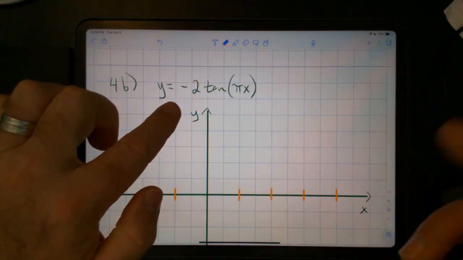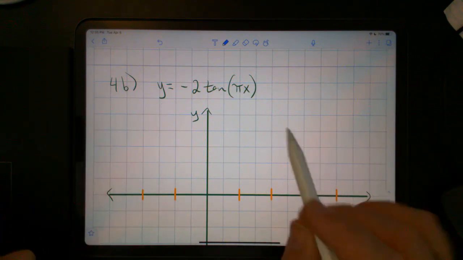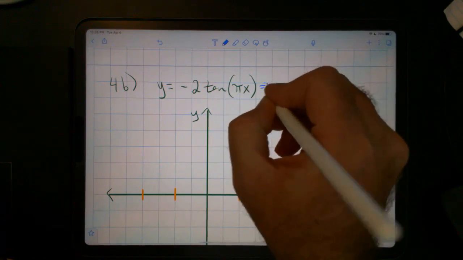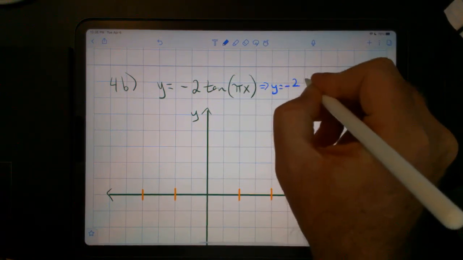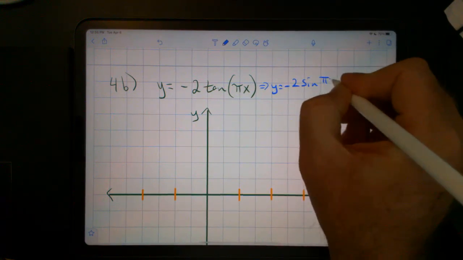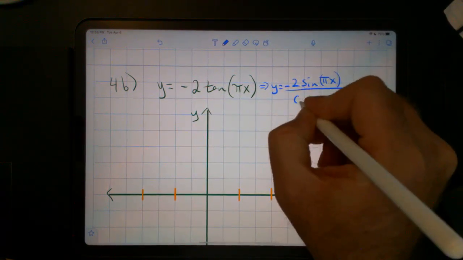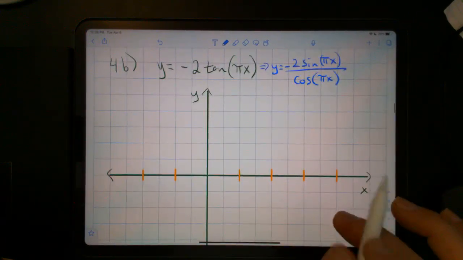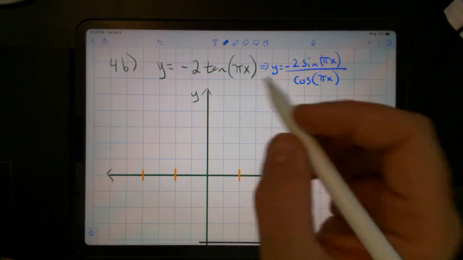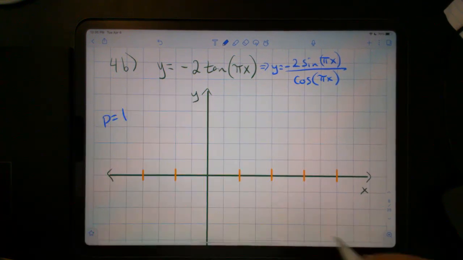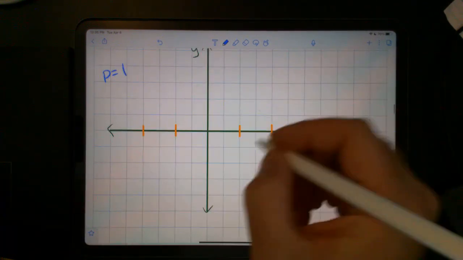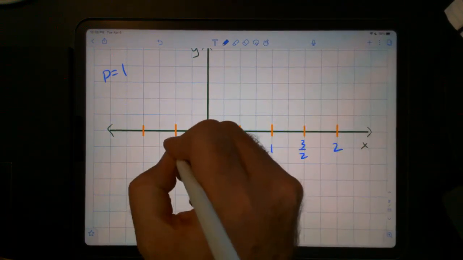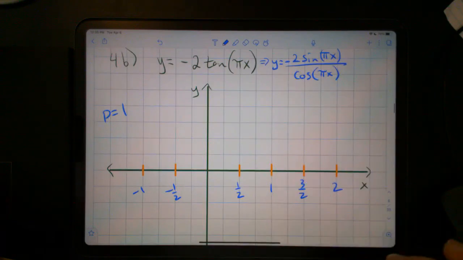This is going to look just like the one before, except this will be reflected. So you're going to have your same asymptotes, the same period. Here our period is going to be 1. Because our period is 1, let's make this 1/2, 1, 3/2, 2, -1/2, -1.